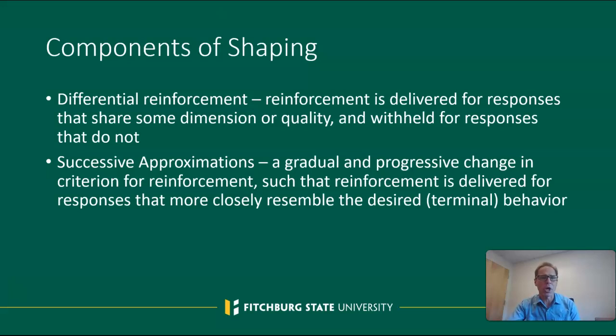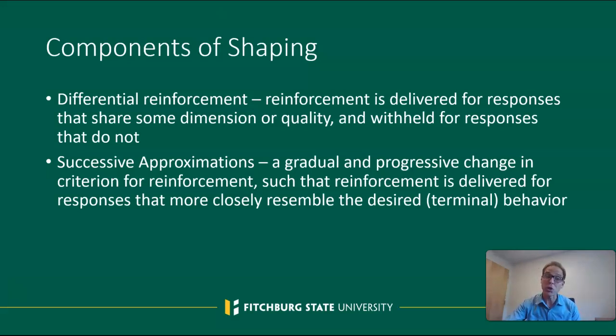The other real key element when we're talking about shaping is that concept of successive approximations, which is basically a gradual and progressive change in criterion for reinforcement, such that reinforcement is delivered for responses that more closely resemble the desired or terminal behavior. So we can think about those two words, successive and approximations. Approximations being something that is kind of like what we're looking to see. It's not quite there, but it approximates it. And then that word successive, meaning that it's progressive in nature. So the approximations at the beginning might be pretty far away from what the terminal behavior is, but then it gets successively closer to what that terminal behavior is.